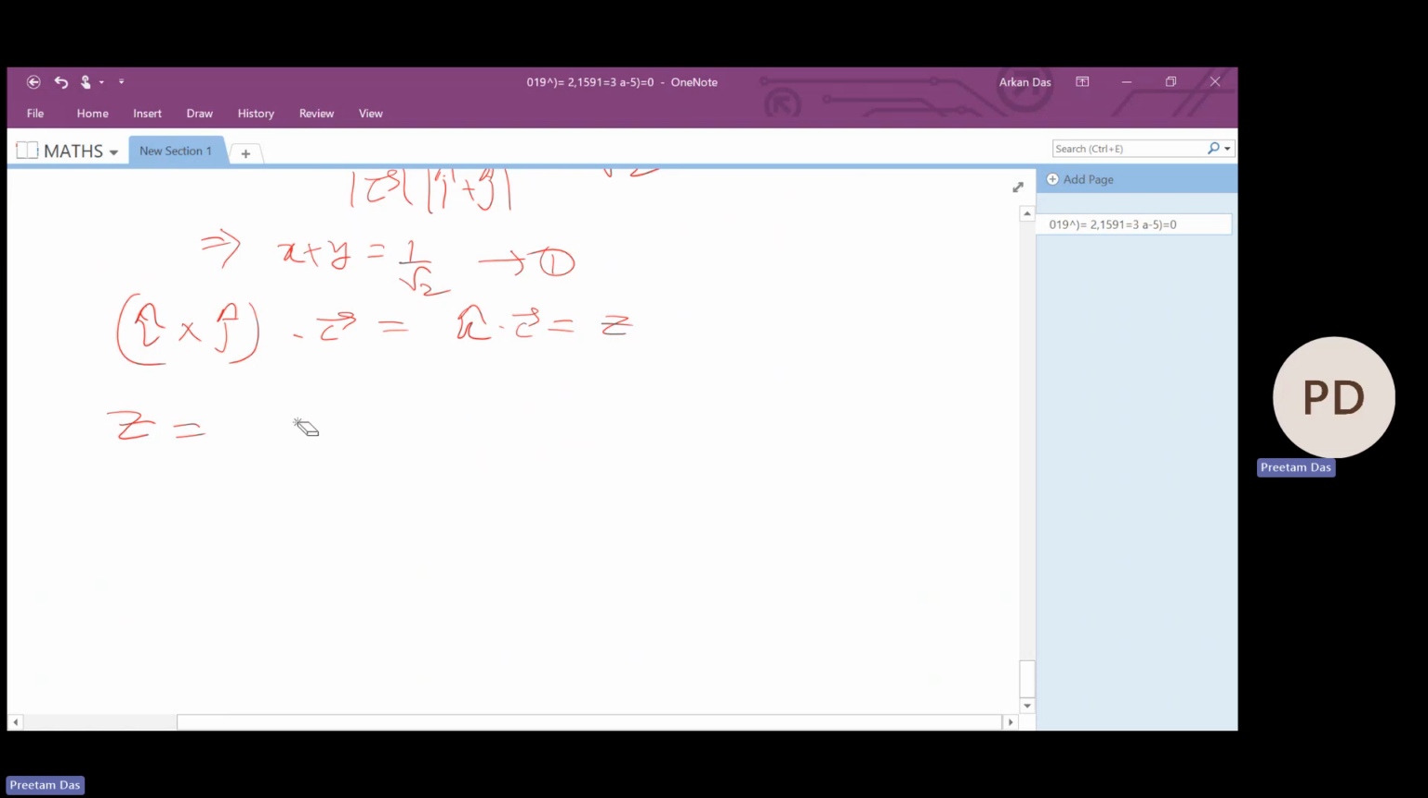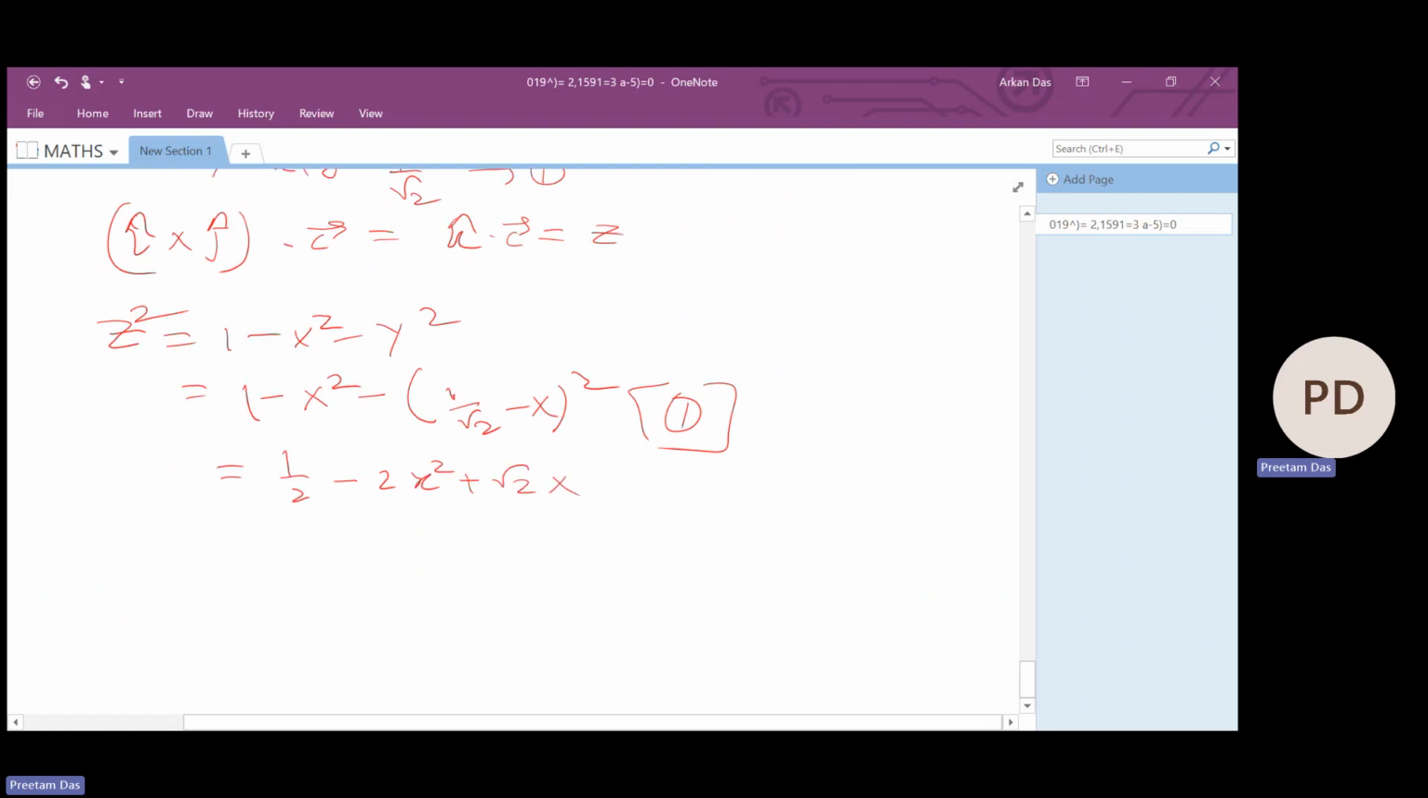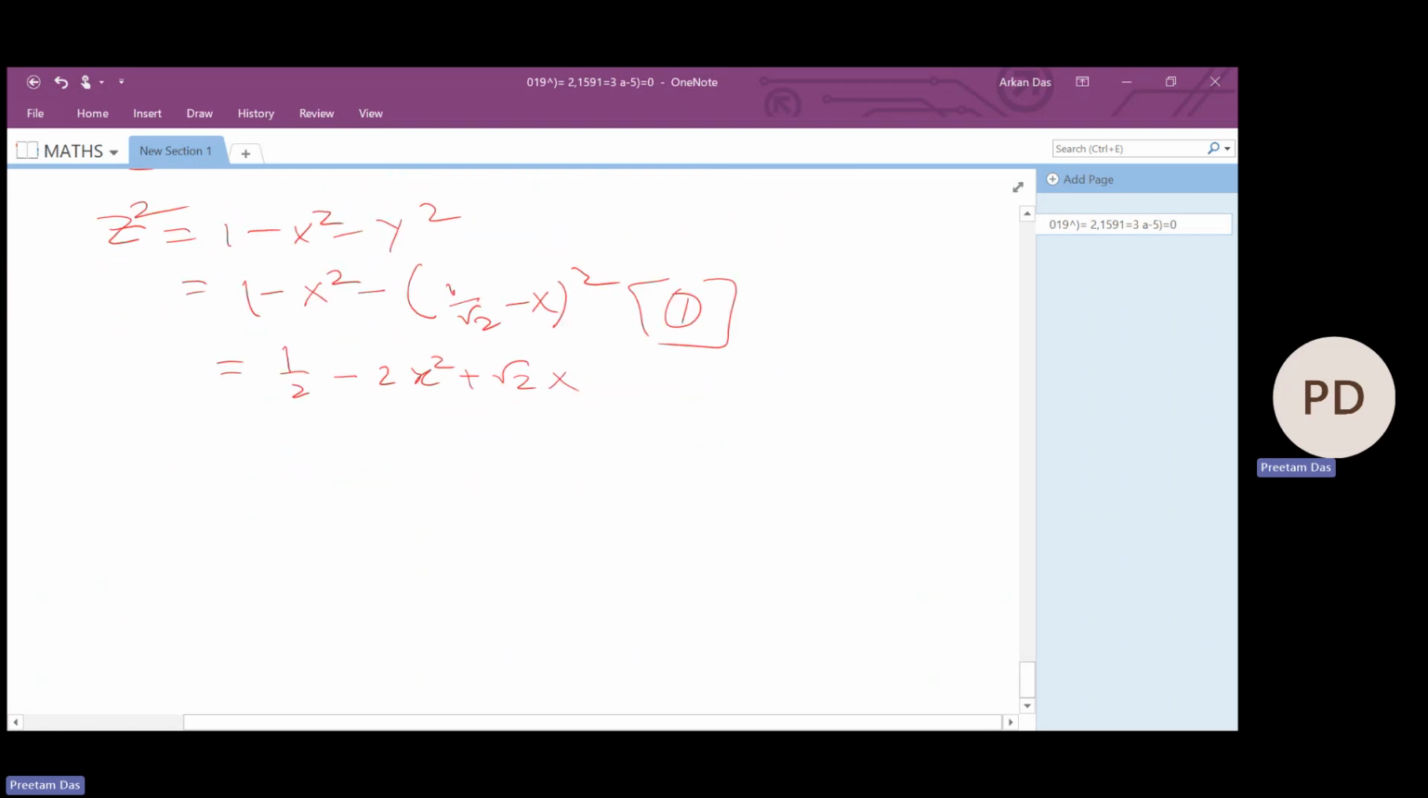Let us find the value of z square. 1 minus x square minus y square. So this will be 1 minus x square minus 1 by root 2 minus x whole square using 1. So now you have to simplify. So half minus 2x square plus root 2x. At first we will find the maximum minimum of z square and then take square root on both sides.